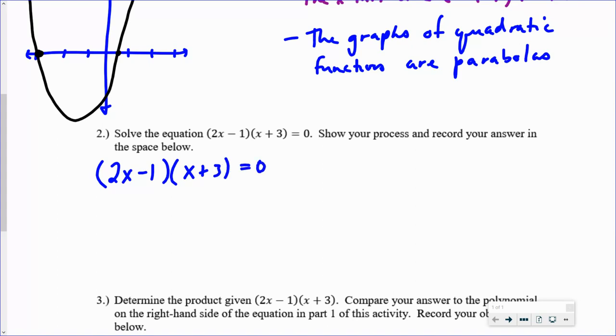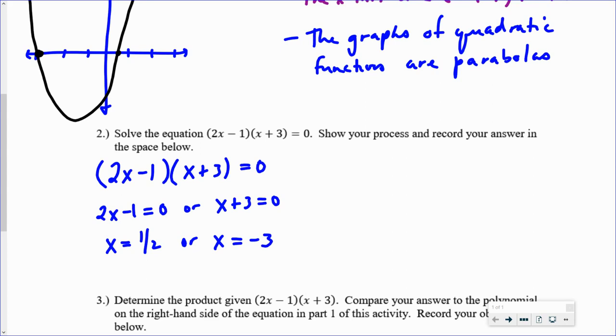And because 2x minus 3 is being multiplied times x plus 3, and the result is 0, either 2x minus 3 has to equal 0 or x plus 3 has to equal 0 to make this equation true. So we're going to set 2x minus 3 equal to 0, and then x plus 3 equal to 0, and then we're going to solve. So we're going to get x equals 3/2 or x equals -3.